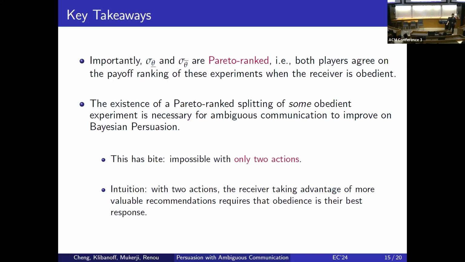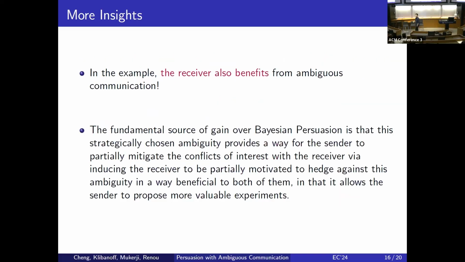Something that is not that obvious, but I'd like to mention here, is that the receiver actually also benefits from ambiguous communication. We calculate that, in fact, no matter what the ambiguity attitude of the receiver is, their actual payoff from the ambiguous communication strategy is strictly higher than what they could get from the optimal Bayesian persuasion. So the main intuition here is the following.